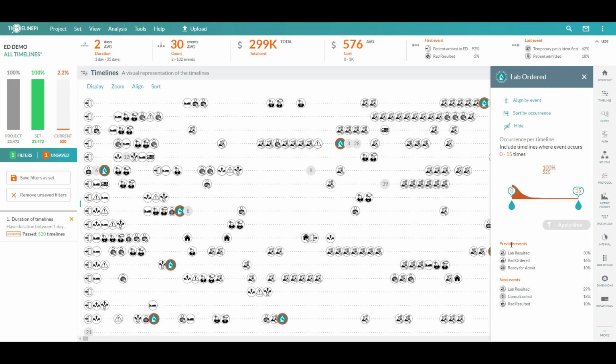We can also see some statistics around what are the most common previous and post events to the instance of a lab order, in case there's any correlation as to things that may be occurring upstream or downstream from this. But in this scenario, now that we know that labs are happening relatively frequently, we can get a little bit more quantitative and actually understand a bit more about how much time it costs us each time we order a lab using the time interval mechanism.